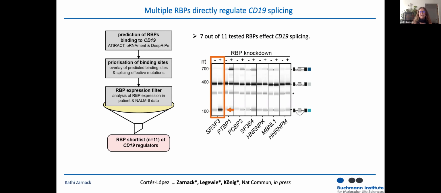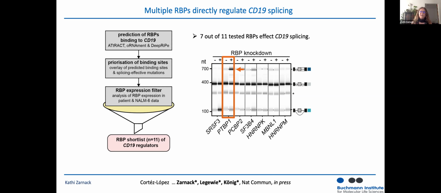And sort of as a positive control here in the front, you can see the knockdown of the SRSF3. This factor was the only RBP that had already been shown before, that it can actually regulate CD19 splicing. And we also recapitulate in our assay that it actually leads to increased skipping of the exon CD19 exon 2 in the SRSF3 knockdown.